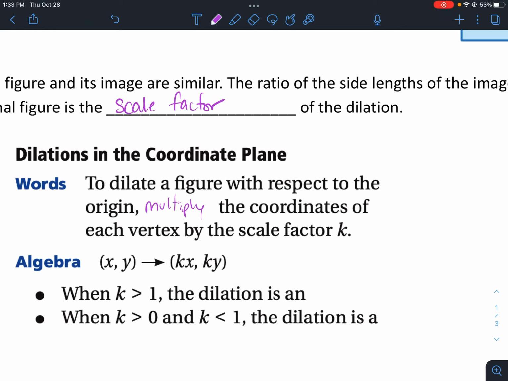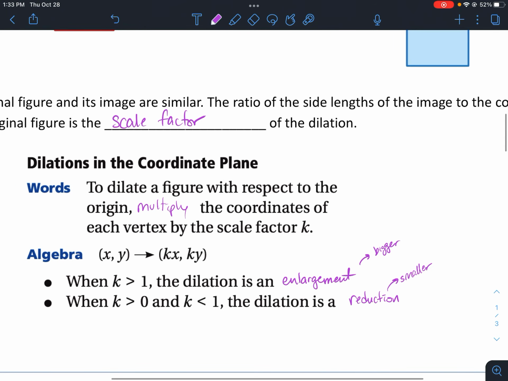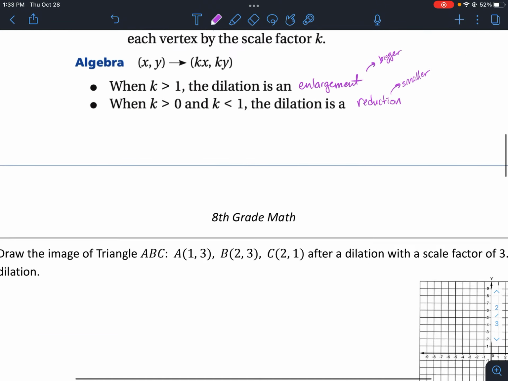Let's say the number k is larger than 1. This is called an enlargement because it is getting larger. If it's less than 1, then it is called a reduction because it's getting smaller. So enlargement is bigger. Reduction is smaller. So that's how you can figure out if it is an enlargement or reduction. So if k is bigger than 1, enlargement, less than 1, reduction. Okay, so let's do this.